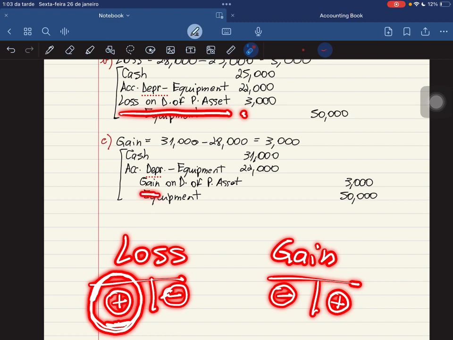But over here on gain, it's like saying the gain of 3,000 goes up, and the increases are recorded on the credit side, and this is why this is credited.